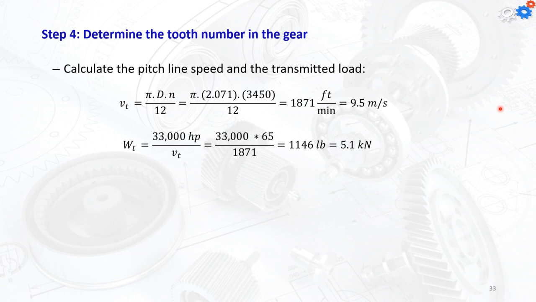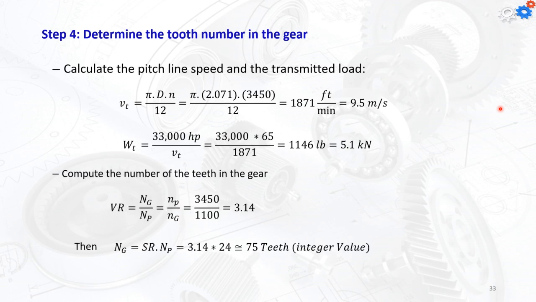Basically, we're going to use the velocity ratio, or VR. The velocity ratio is the number of teeth of the gear divided by the number of teeth on the pinion, which is equal to the RPM of the pinion divided by the RPM of the gear. The ratio is going to be 3.14, and we know that the number of teeth on the pinion was 24, so we're going to have 75 teeth, which is an integral value.